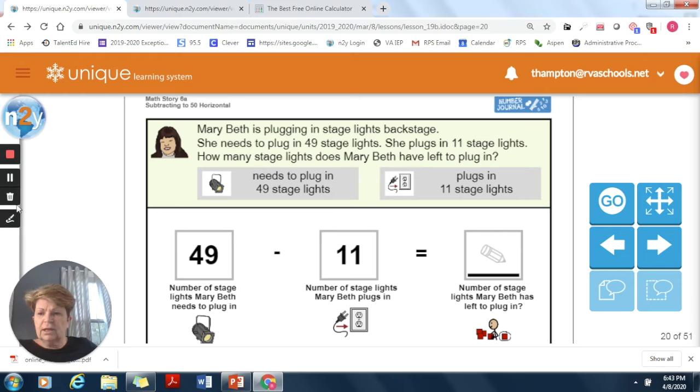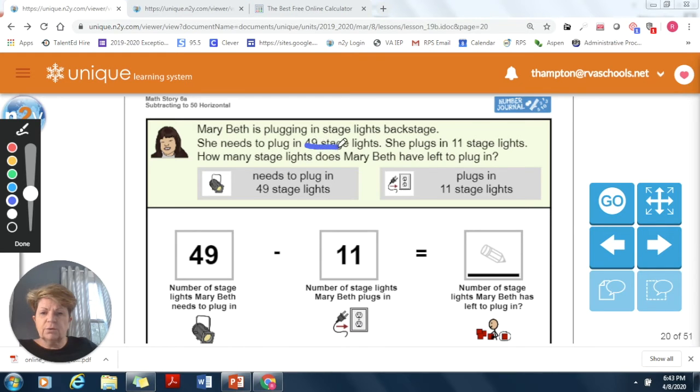So let's look and see if we can use our pen here to underline our important words. We know that 49 is important, right? And we know that 11 is important. And then we know that our most important words are have left, okay? So how do we do this? How do we begin to solve this problem when it's going across instead of up and down? So let's see if we can write it up and down, and we'll see if our pen stays.